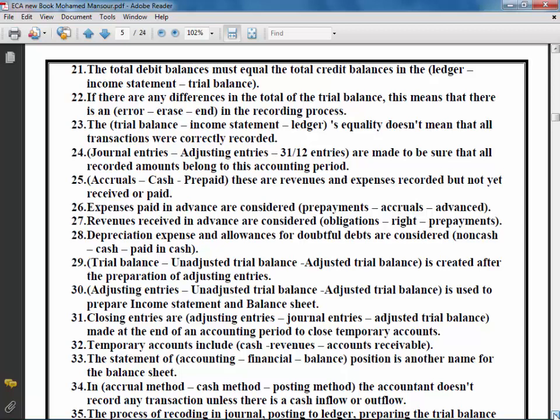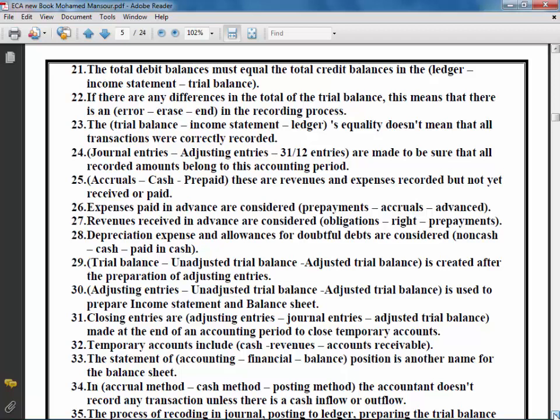Number 32. Temporary accounts include cash, revenues, accounts receivable. Of course, revenues are temporary accounts, so the answer is revenues. Number 33. The statement of financial position is another name for the balance sheet. The answer is financial position.